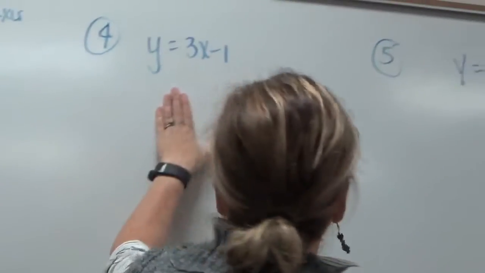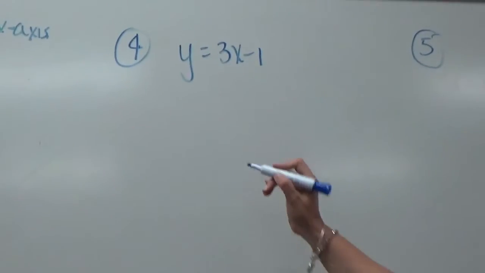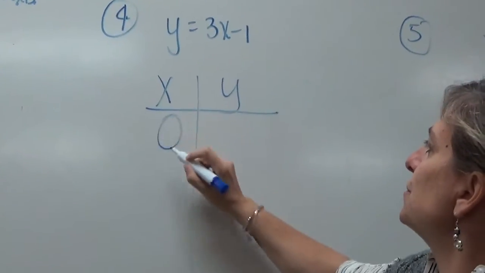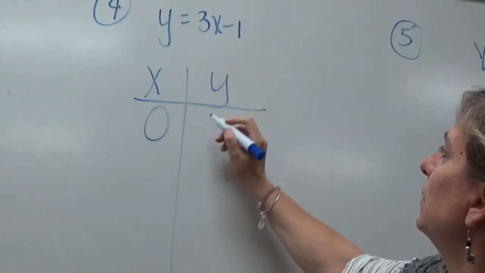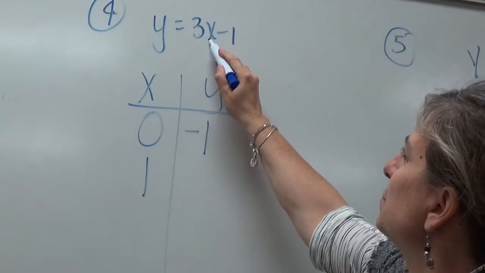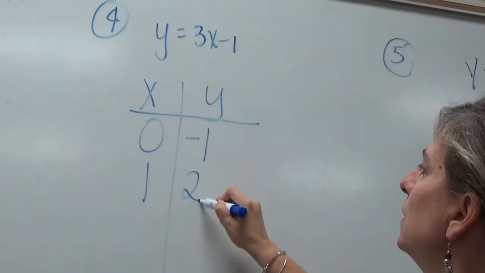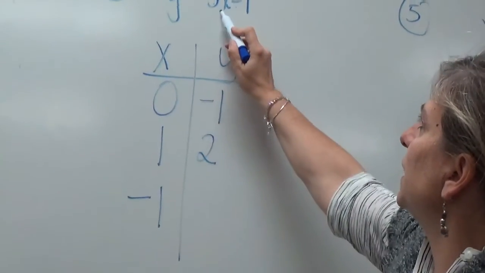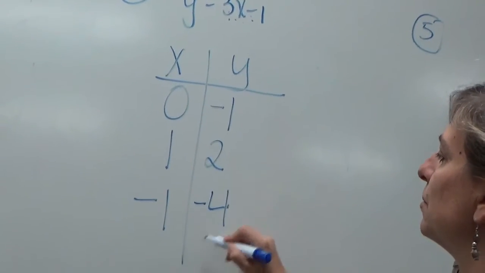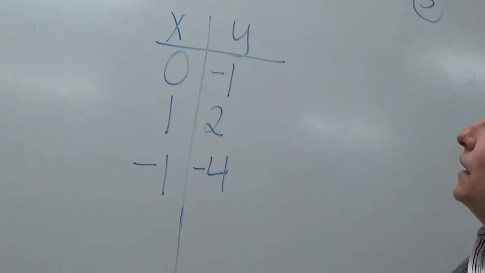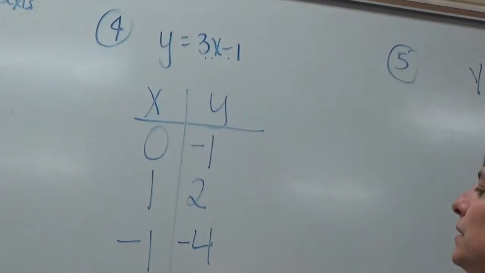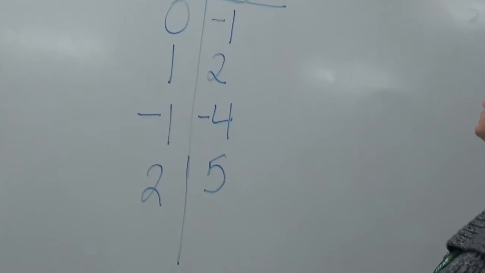We have 2 more. y equals 3x minus 1. XY table. I choose 0. 0 times 3 is 0, and I'm left with -1. I choose 1. 3 times 1 is 3. Minus 1 is 2. I choose -1. -1 times 3 is -3. Minus 1 is -4, because they're both the same sign, so I add. And then I'll choose 2. 2 times 3 is 6. Minus 1 is 5. Okay?